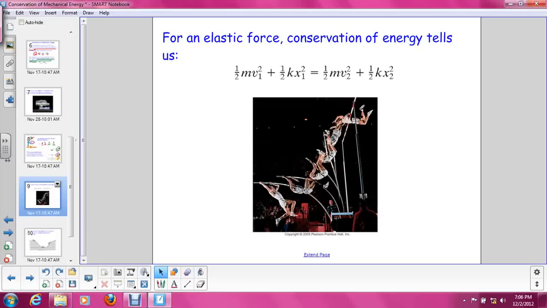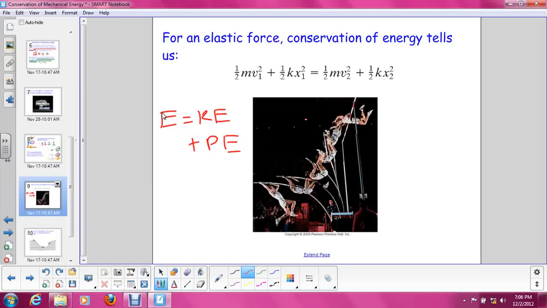If we were looking at something with an elastic force, the conservation of energy would tell us energy is equal to kinetic energy plus potential energy. And if we weren't concerned with the height of this pole vaulter, we could say that the potential energy is elastic potential energy. So then we replace these with the equations. Kinetic energy is 1/2 mv squared, and elastic potential energy is 1/2 kx squared. And remember, k is the spring constant, and x is the displacement of the spring.